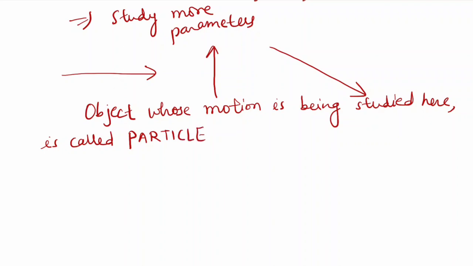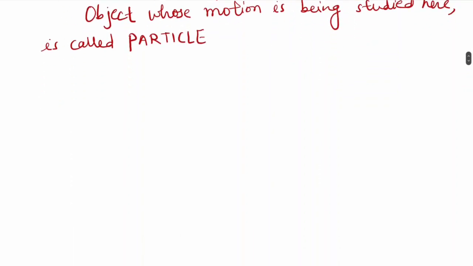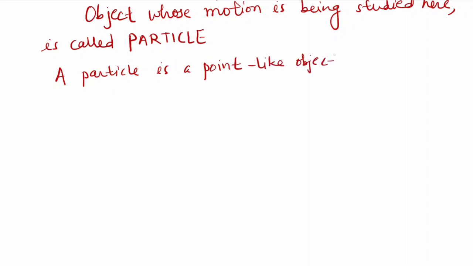But how do we determine that an object can be classified as a particle? A particle is a point-like object, negligible in size.